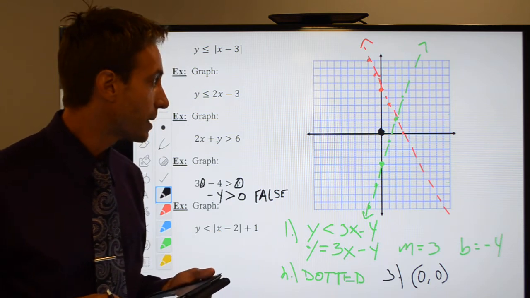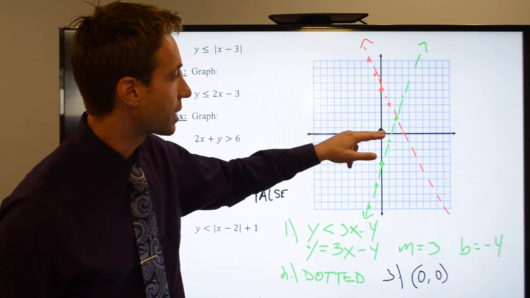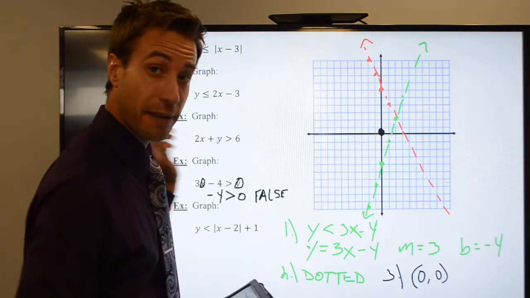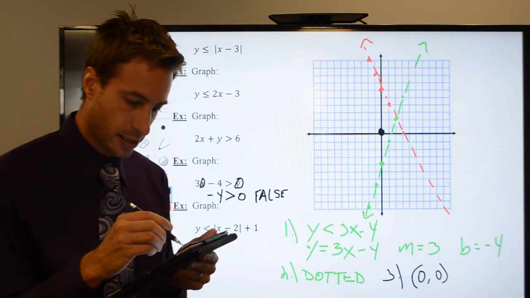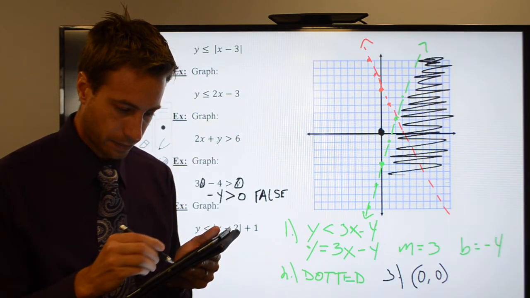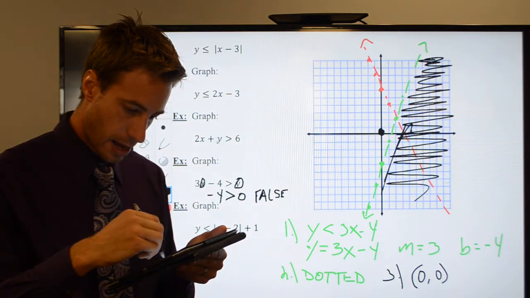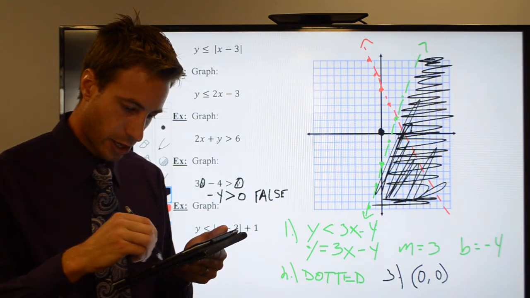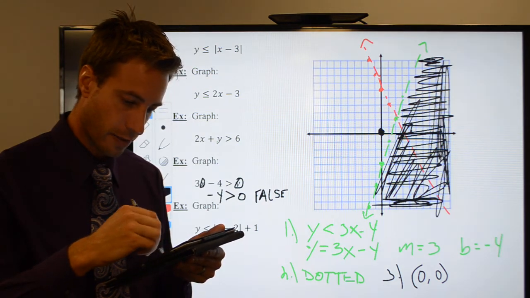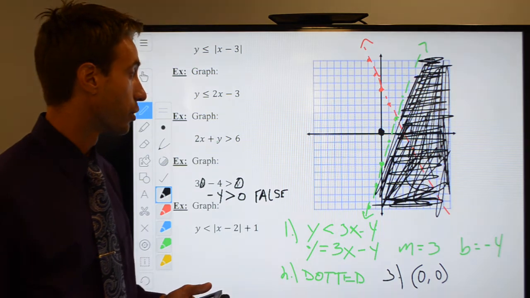False statement. So that means I need to shade everybody on the opposite side of the line. Since my test point is to the left of the line, I'll shade everybody to the right of the line, everybody over here on this side. And that'll give me my shaded, or my solution region. Everybody over here on this side of the line will be my solution region.